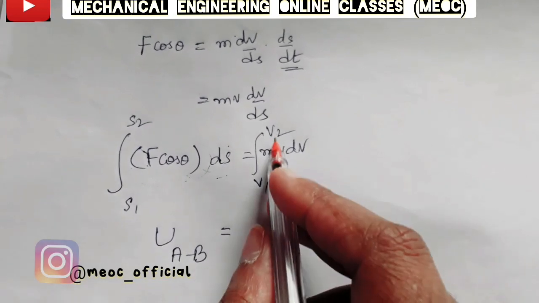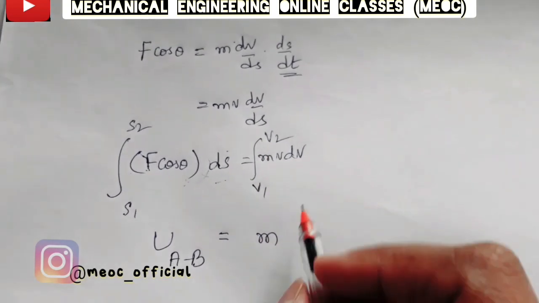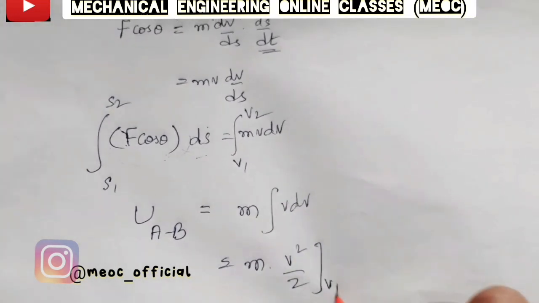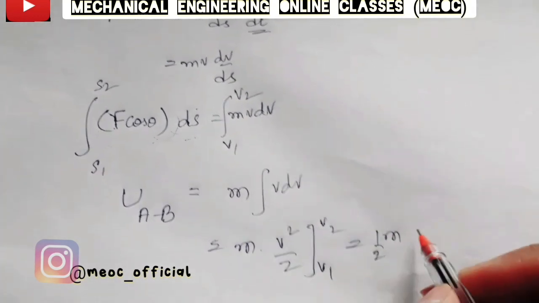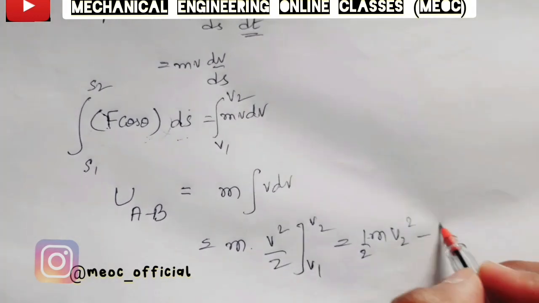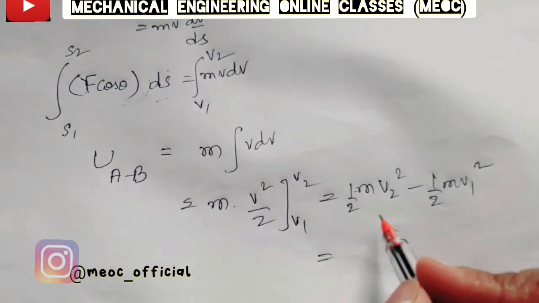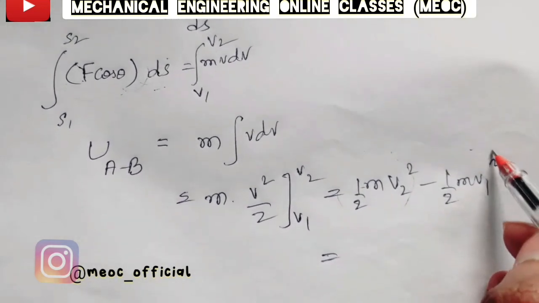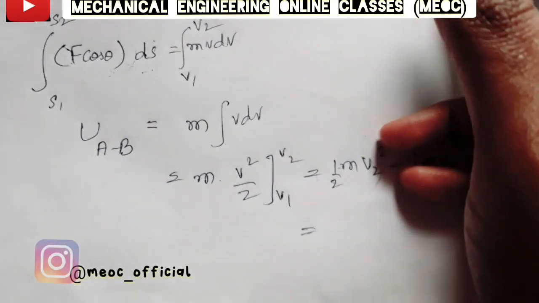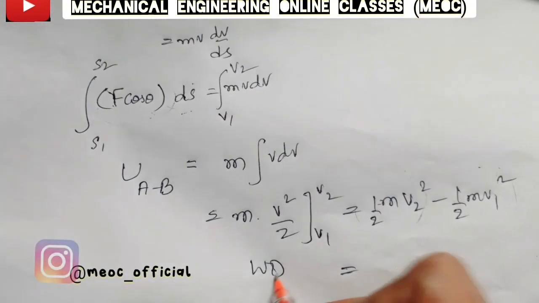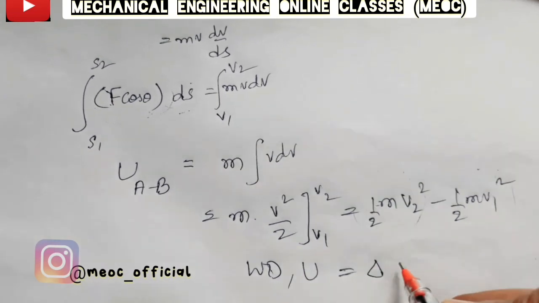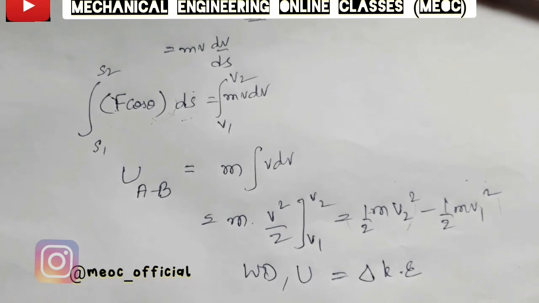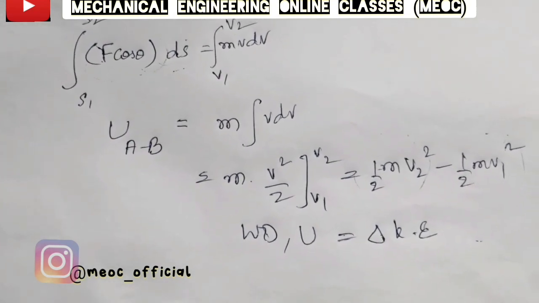Mass is constant for any particle or object. So this is m times the integral of v dv, which can be written as v square by 2, which is half m v2 square minus half m v1 square. This is nothing but the kinetic energy of the particle at position 2 minus the kinetic energy of that particular object at position 1. So the work done is equal to the change in kinetic energy within that displacement, for a given displacement. And this is a proof of work energy principle.